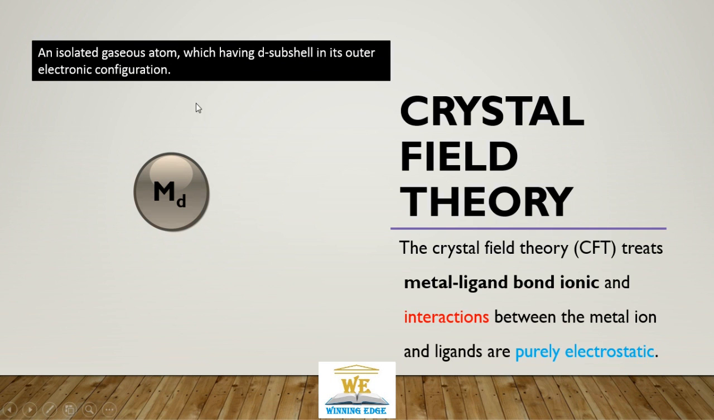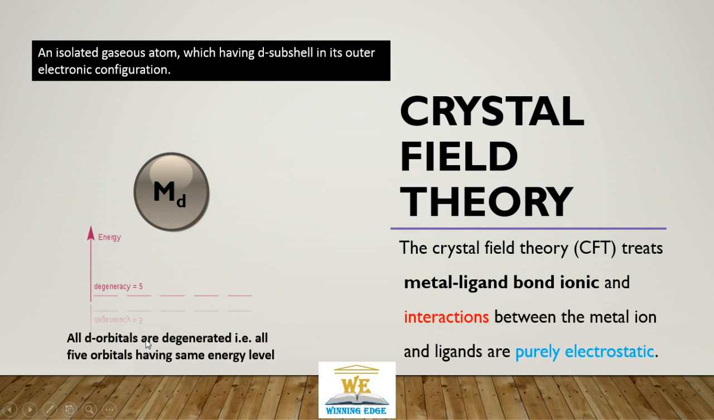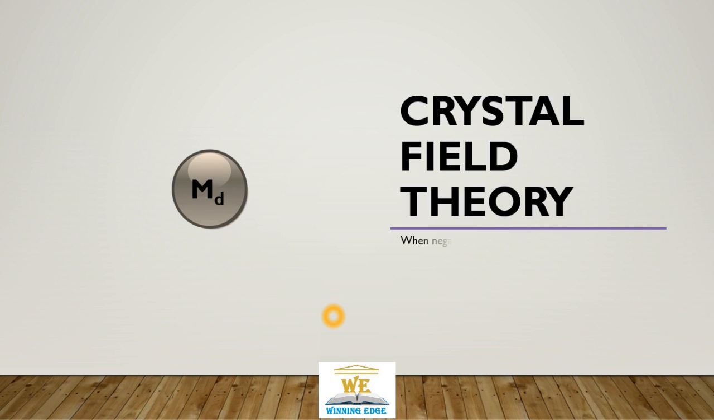Again, we have an isolated atom which has a d subshell in its outer electron configuration, a transition element, and all d orbitals are degenerate, meaning all 5 orbitals have the same energy level in an isolated state, because all orbitals are equivalently positioned, so their energy levels will be the same. Orbitals that have the same energy level are known as degenerate orbitals. So we have 5 degenerate orbitals.